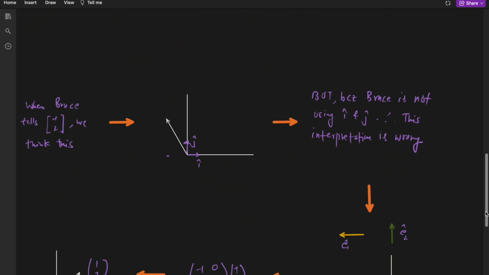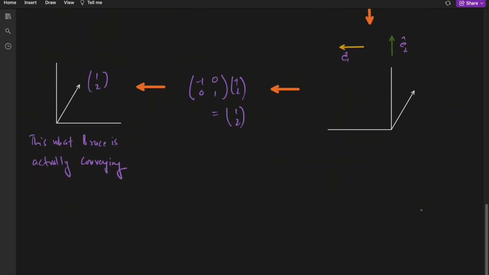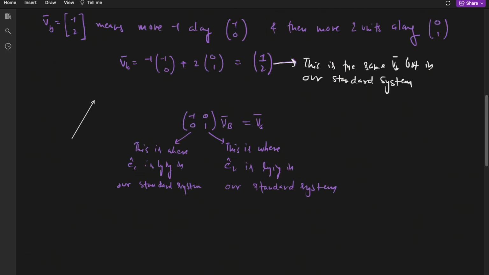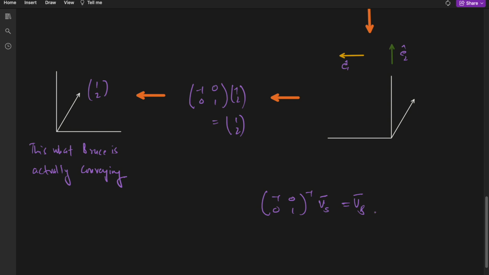So how will he do it? He will follow the exact same process, but instead of using this matrix for the conversion, he will use the inverse of this matrix. He will take a vector from the standard system, VS, and transform it using the inverse of the original matrix, and then he will get a vector in his system. So moving from Bruce's system to the standard system, we use this matrix, and moving from the standard system to Bruce's system, we use the inverse of it.